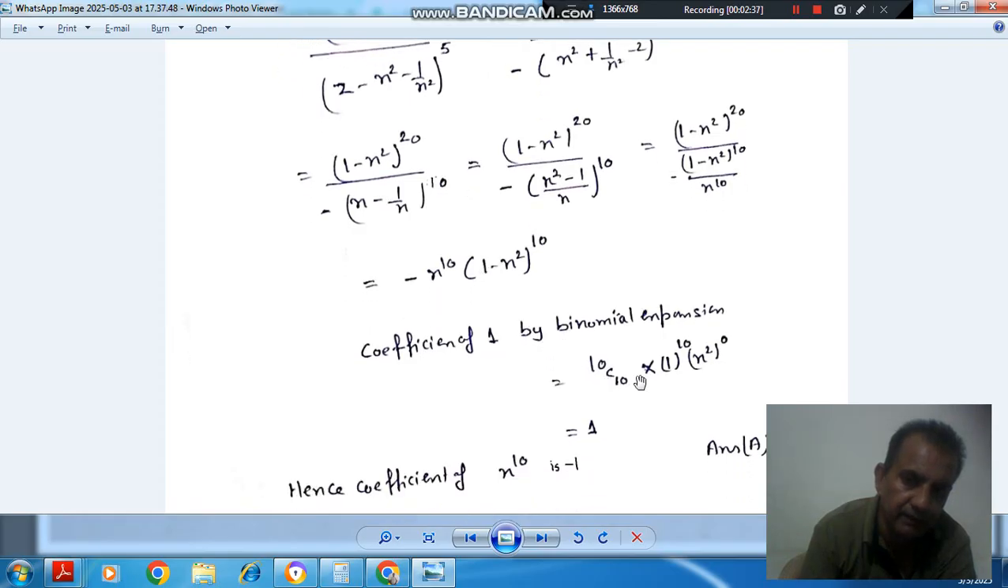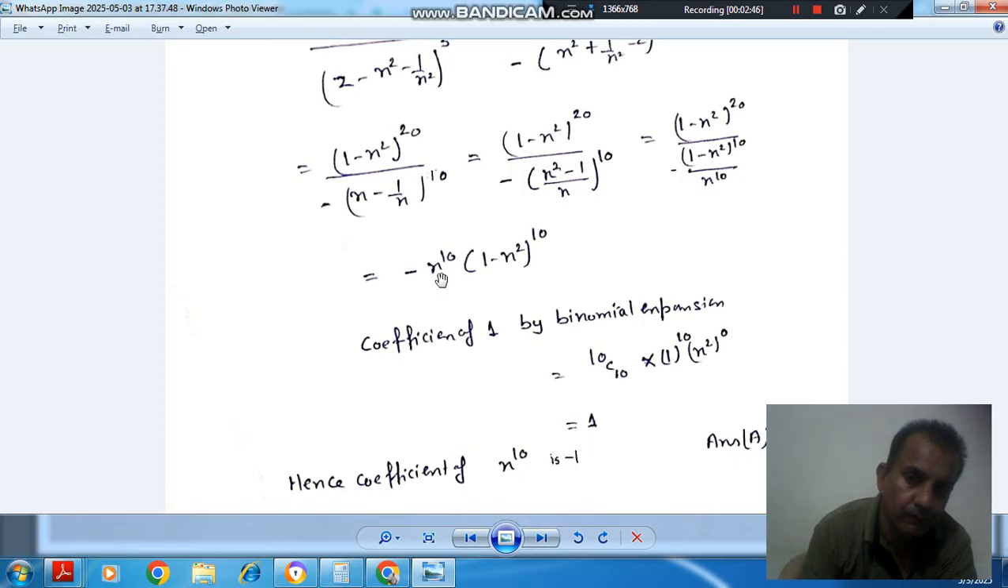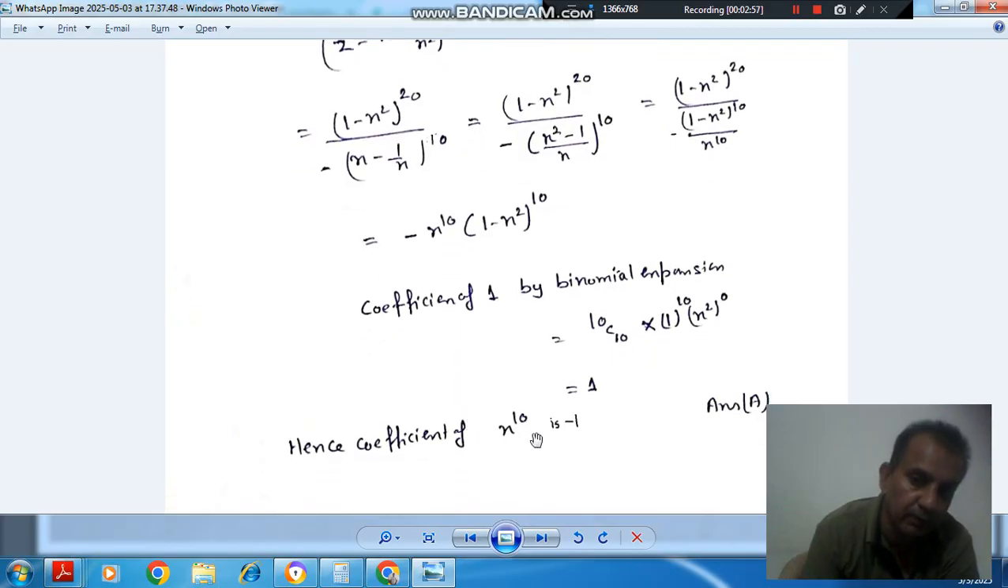It will be 10C10 times 1 to the power 10, also 1 raised to power 10 and x^2 raised to power 0, or it will be equal to 1. So the term within the bracket is 1, and it is multiplied by x^10 with the minus sign also there. Here it comes out as 1, and because we have minus x^10 outside the bracket, we multiply it with minus x^10, and the coefficient of x^10 will be minus 1. So the answer is option A.